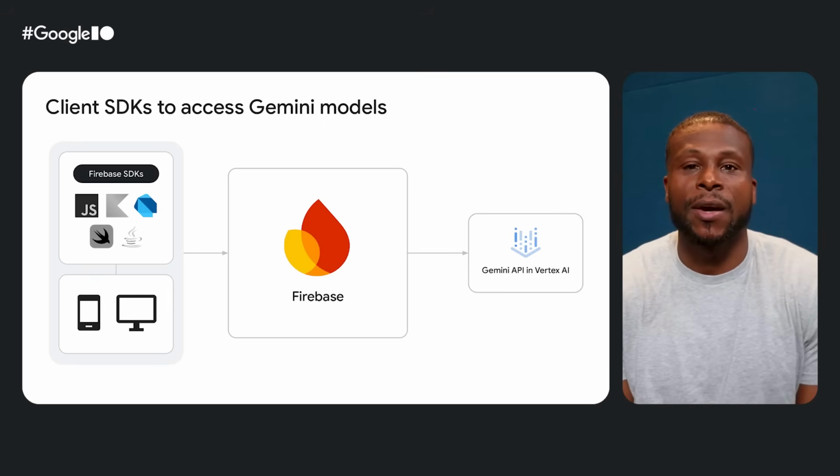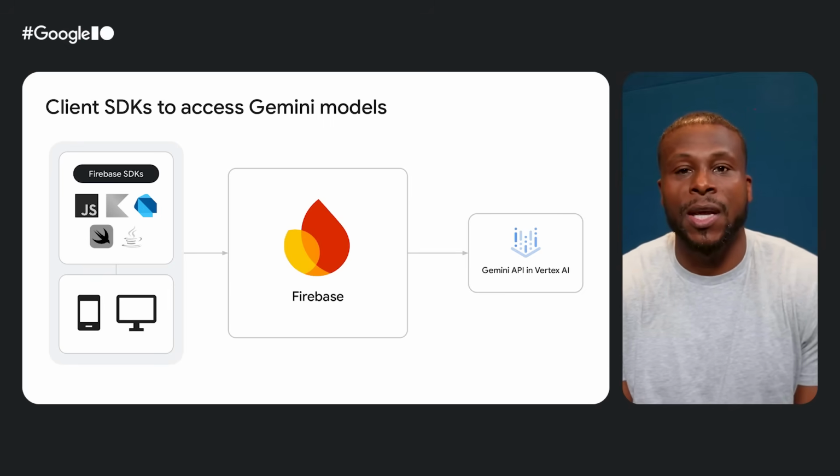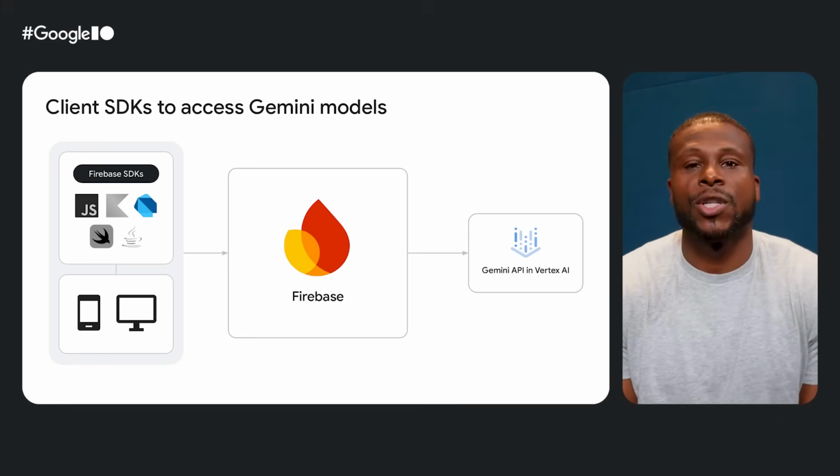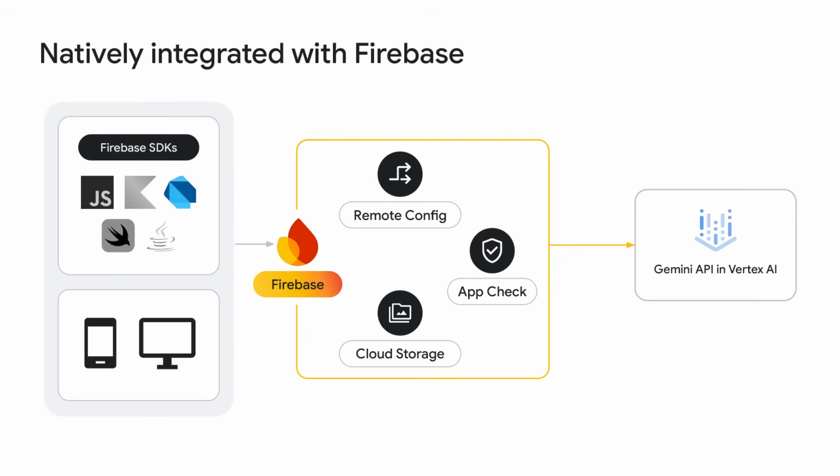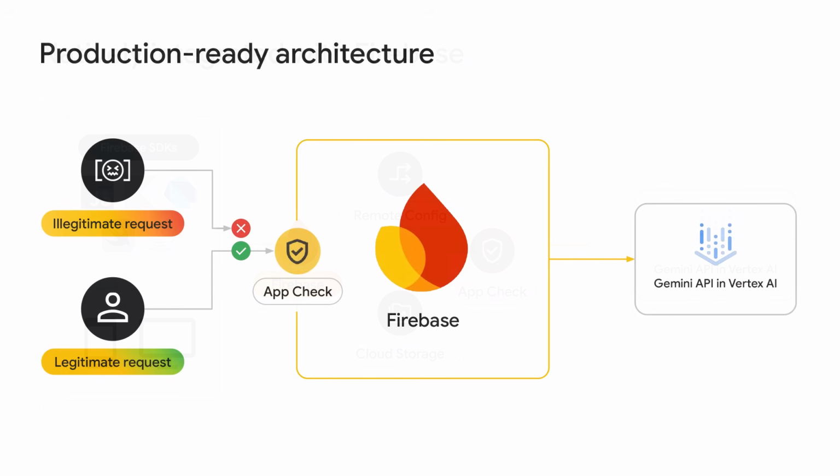The Vertex SDK allows you to easily access Gemini models using native code and supports a variety of features, such as multimodal prompting, JSON output in schemas, function calling, bidirectional streaming, and image generation. It's natively integrated with AppCheck, remote config, and cloud storage, so you don't have to wire them up yourself. What makes it exceptionally special is its production-ready architecture. By providing a native integration with AppCheck, the Vertex SDK allows you to protect your applications from abuse by rejecting illegitimate requests and only allowing real users to trigger Vertex API calls.